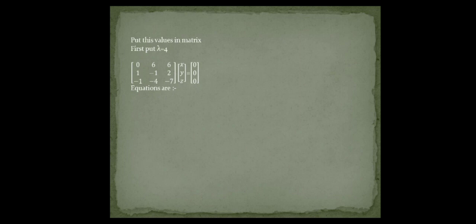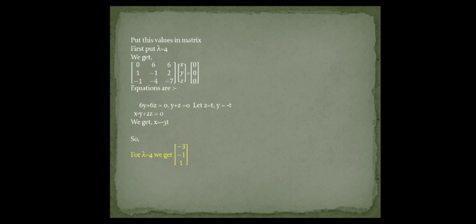We have to put this value in the characteristic equation of matrix A. So the equation becomes 0, 6, 6, 1 minus 2, 2, minus 1 minus 4 minus 7 times xyz equal to 0. Let us consider the first equation, 6y plus 6z equal to 0. That becomes y plus z equal to 0. By putting z equal to t, we get y equal to minus t.